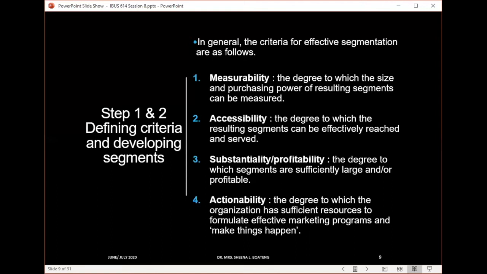Now, apart from measurability, we can also talk about accessibility. It refers to the degree to which the resulting segments can be effectively reached and served. Once again, marketers have to be able to ascertain that we know this market is attractive, we know there's potential, we know there's money to be made. But do we have access to this market? Or will we be able to have access to it? For instance, we learned from one of our video cases on India that the Indian market is ripe for a lot of things.